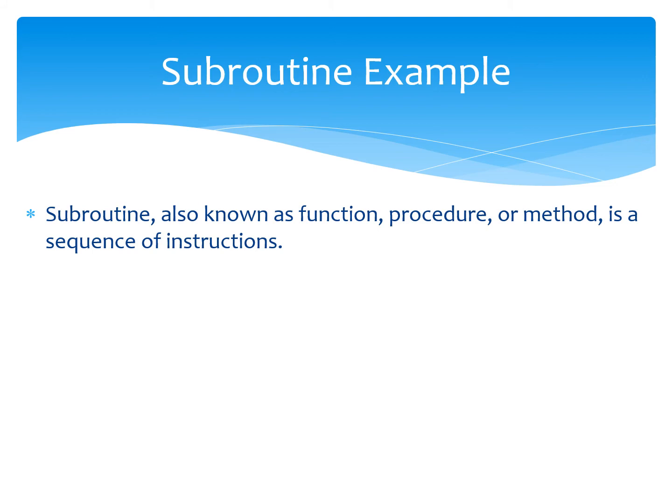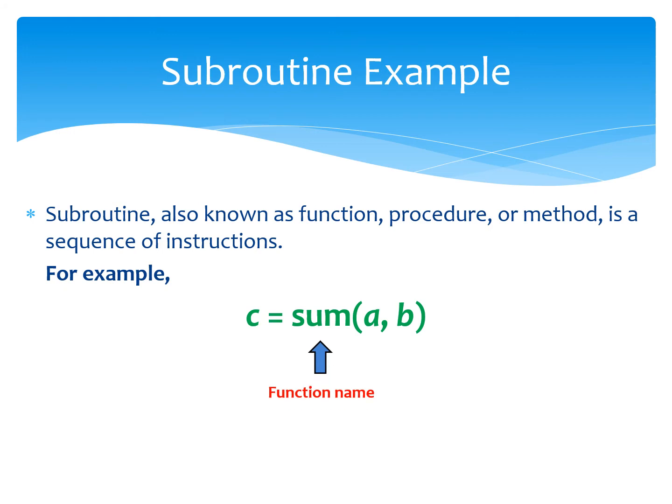A subroutine, also known as a function, procedure, or method, is a sequence of instructions. When a subroutine is called, the input arguments must bind to values stored in the system memory. For example, assume we create a subroutine named sum, which takes two input arguments stored in variables a and b respectively.